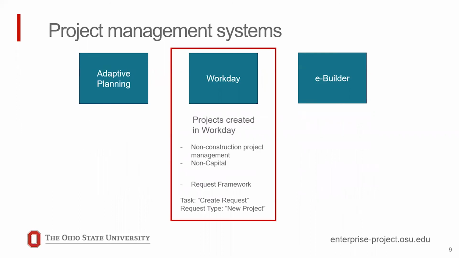Projects that are not capital or managed in eBuilder do not need to be added to Adaptive. They will go through an FDM framework request process in Workday. The requests will workflow to the FDM administrator to create the project work tag values in Workday and the required attributes for the project, such as project company, hierarchy, cost center, dates, project phases, and budgets. To request a project work tag value, use Create Request task in Workday, then choose Request Type of New Project.